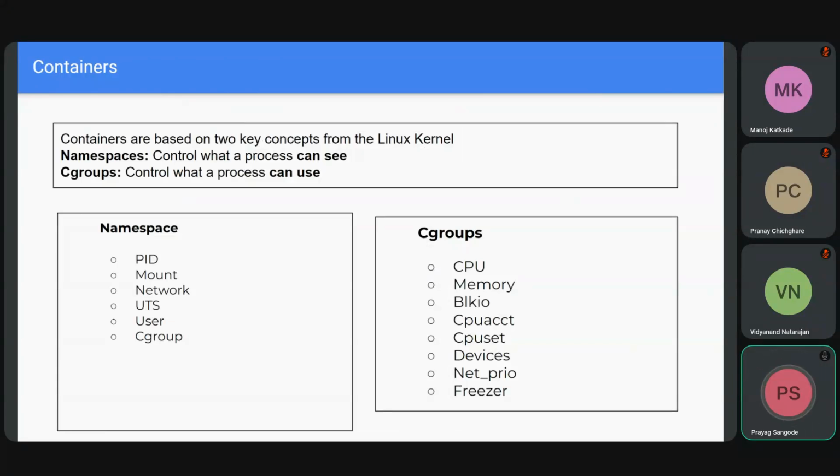So the containers are generally based on two concepts of the Linux kernel. One is namespaces, which control what a process can see, and the other kernel feature is cgroups, which control what a process can use. If you go into low level, the namespaces include PID, mount, network, and so on, and cgroups are also segregated, but we don't need to go much deeper into it. We just need to remember that namespaces and cgroups are the two kernel features due to which containers are created and run properly.